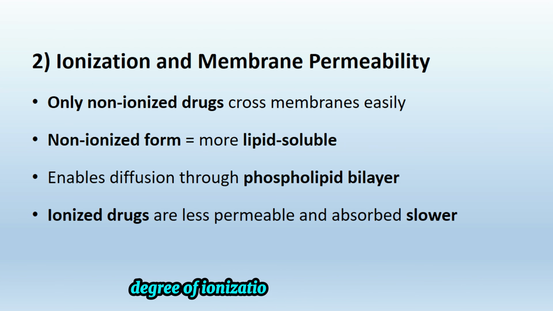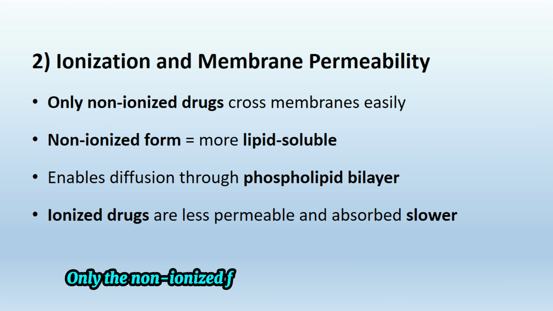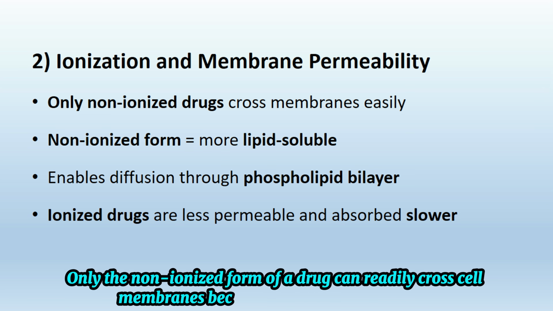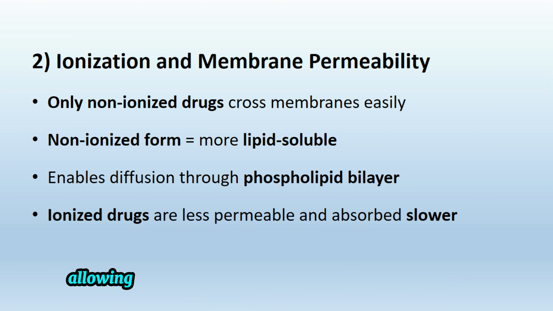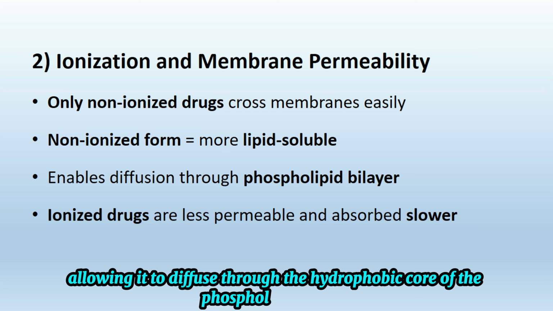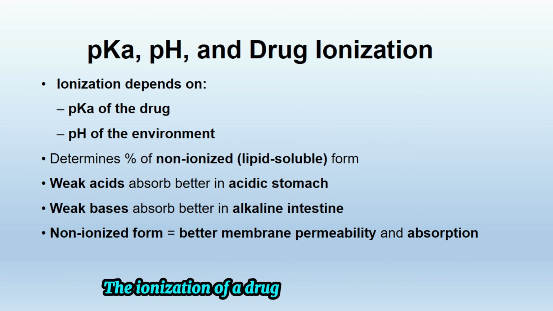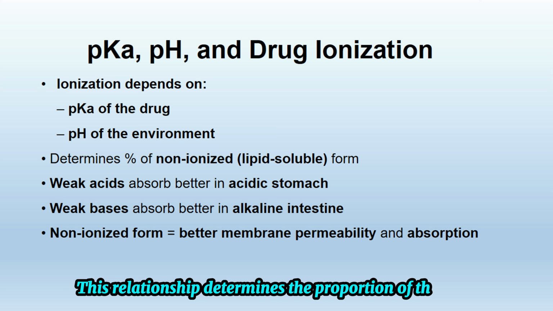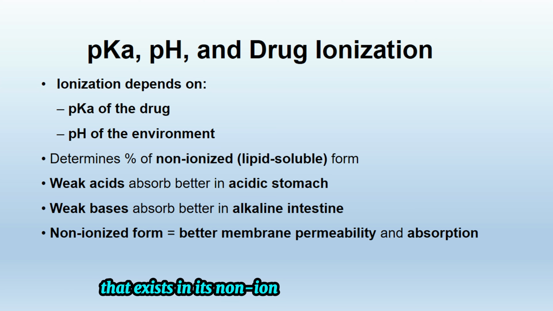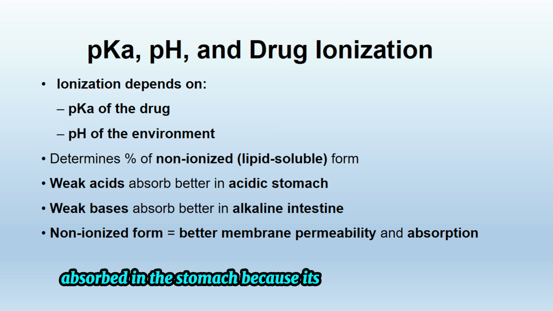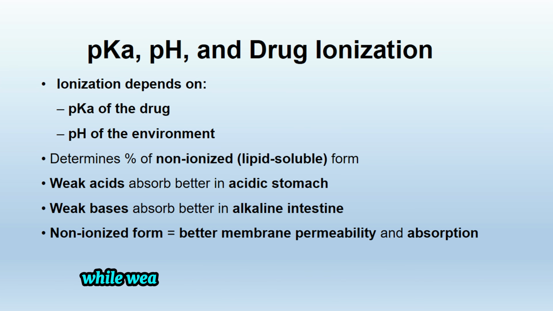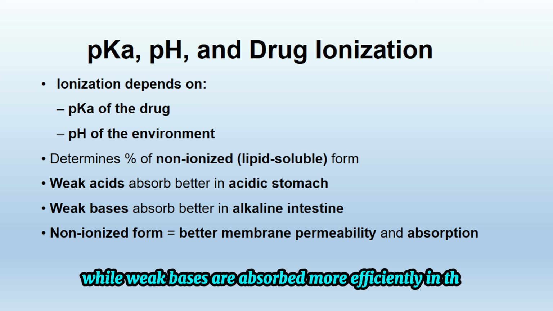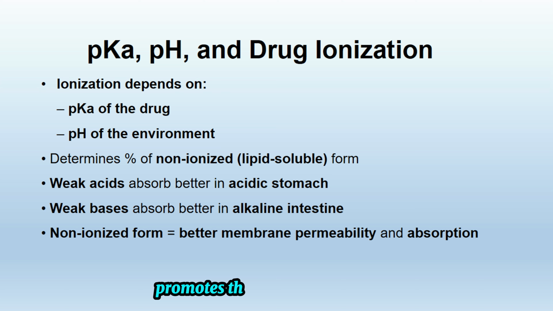Second, degree of ionization affects permeability. Only the non-ionized form of a drug can readily cross cell membranes because it is more lipid-soluble, allowing it to diffuse through the hydrophobic core of the phospholipid bilayer. The ionization of a drug depends on two factors: the pKa of the drug and the pH of the surrounding environment. This relationship determines the proportion of the drug that exists in its non-ionized lipid-soluble form. For example, weak acids are better absorbed in the stomach because its low pH favors the non-ionized form, while weak bases are absorbed more efficiently in the intestine, where the higher pH promotes their non-ionized form.